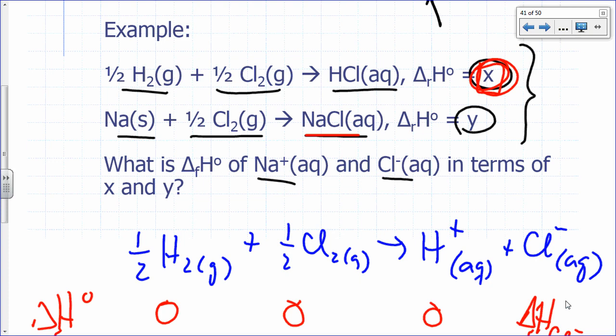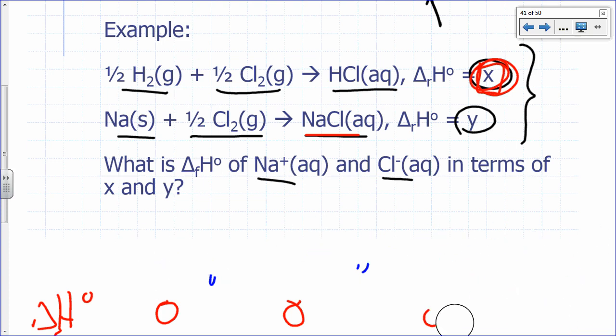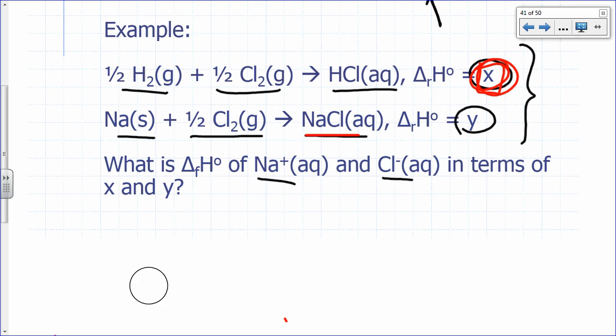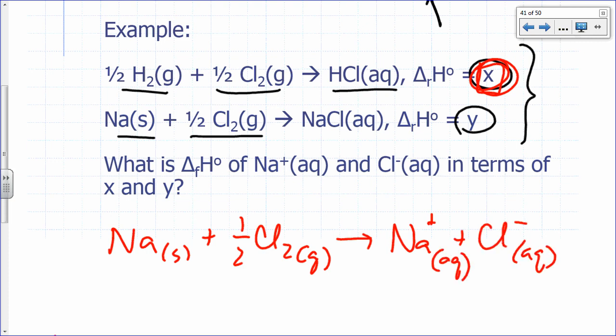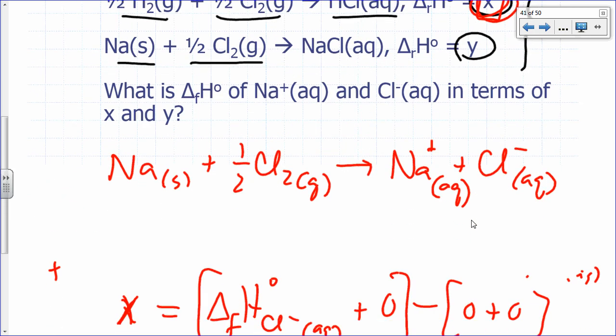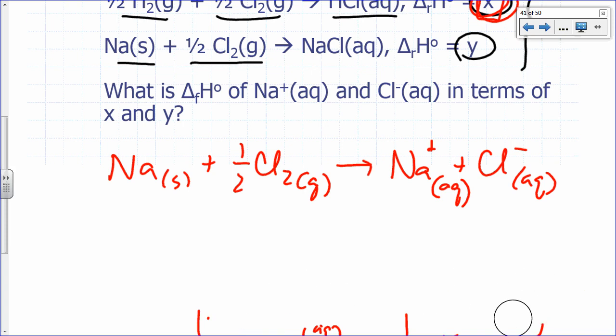Let's rewrite this second equation using ionic equations, keeping in mind that sodium chloride is ionized in water. Then you would say sodium solid plus 1/2 Cl2 gas gives you sodium ions and chloride ions. The delta H for that reaction is Y. So let's tabulate the delta H formations.